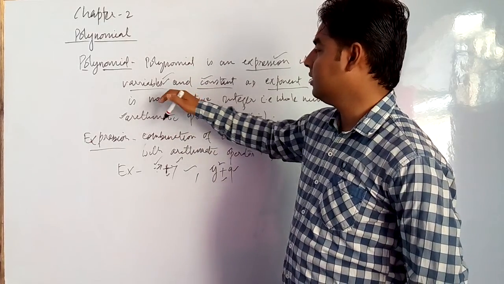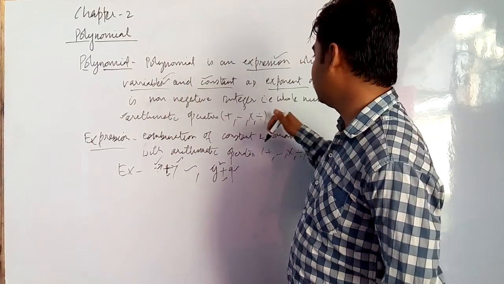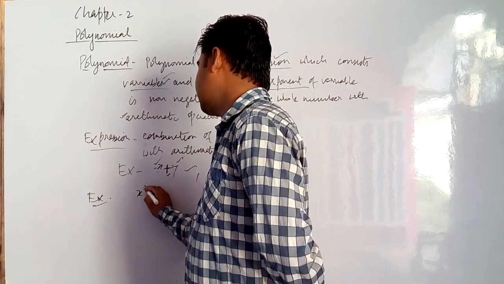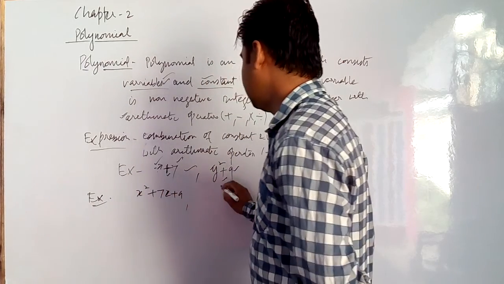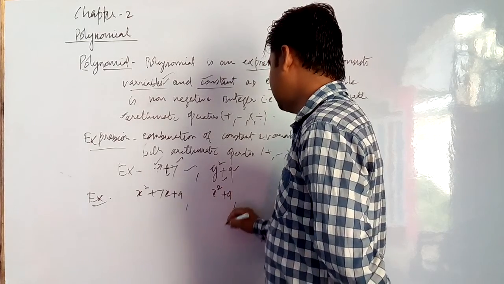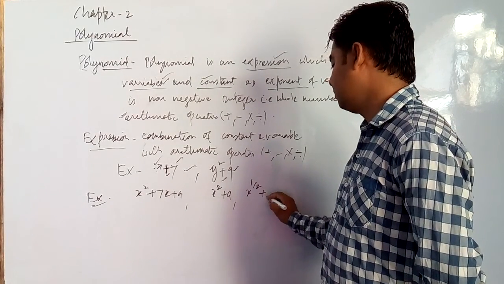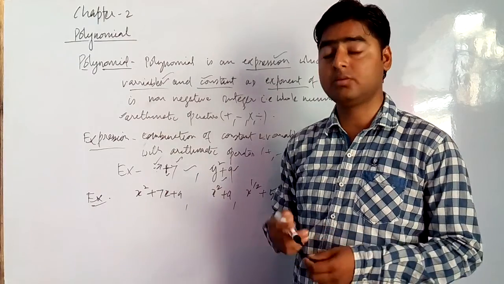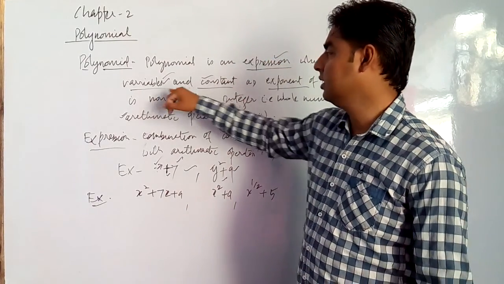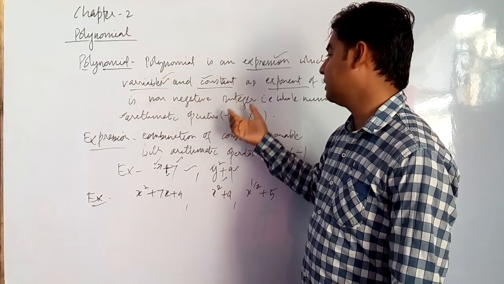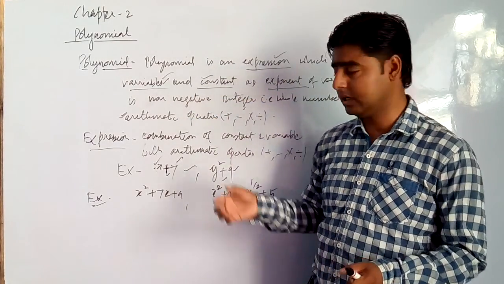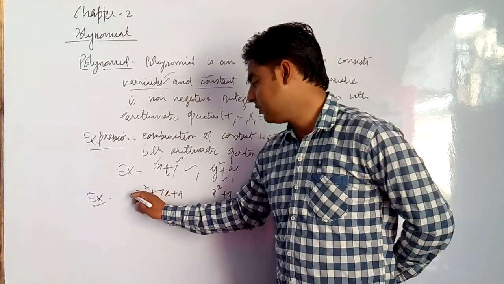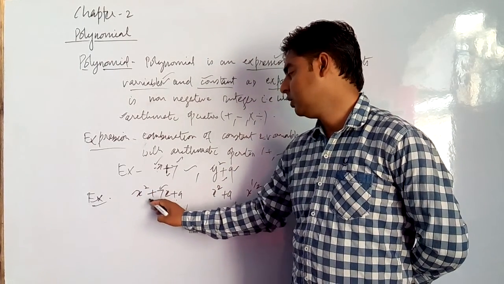So we are able to understand what variable, constant and expression are, and at last the exponent. What is exponent? Now I am giving examples of polynomials, like x square plus 7x plus 9, like x square plus 9, like x to the power 1 by 2 plus 5. See friend, here we have to check. For polynomial we have to check four criteria. First one, there must be an expression with variable and constant, and all variables and constants should be associated with arithmetic operators like addition, subtraction, multiplication and division. And the exponent of the variable is always a non-negative integer. Like here a variable is present, a constant is present, and an arithmetic operator is also present.